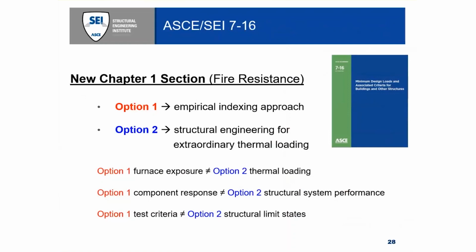So in light of what we discussed, let's revisit that Chapter 1 section in ASCE 7-16. As previously mentioned, this section clearly defines and effectively bifurcates the two design options for structural fire protection. So if you're going to proceed with either option, you need to stay in that lane from beginning to end. There's no intermingling of incompatible metrics from each.